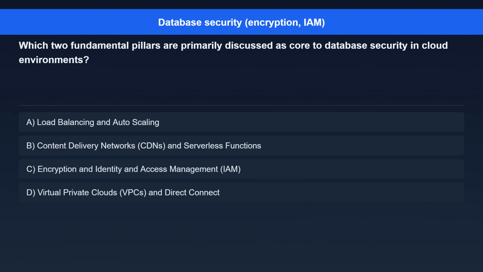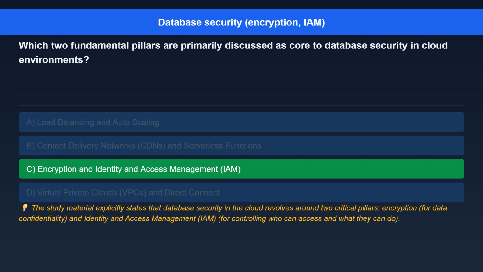Question 5. Which two fundamental pillars are primarily discussed as core to database security in cloud environments? Option A. Load balancing and auto-scaling. Option B. Content delivery networks, CDNs, and serverless functions. Option C. Encryption and identity and access management, IAM. Option D, virtual private clouds, VPCs, and direct connect.